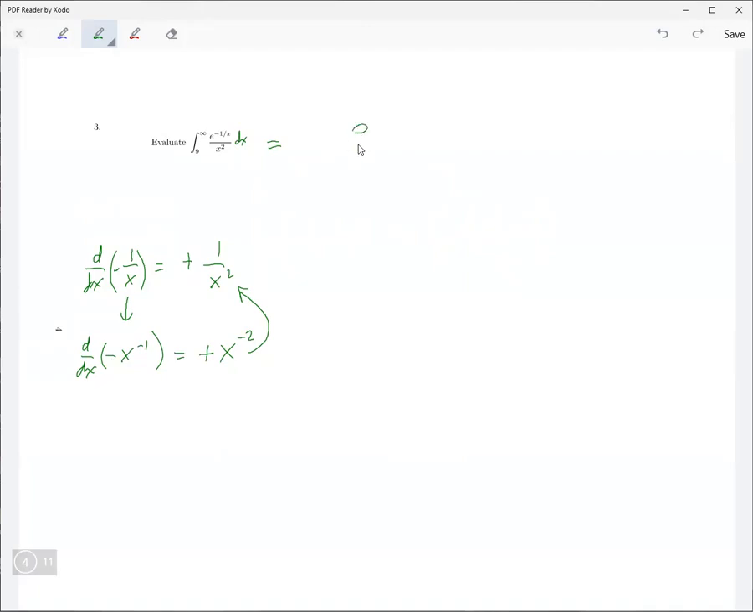Okay, so the integral here is e to the negative 1 over x. Because if you take the derivative, you'll get this, which is right there in the numerator, times 1 over x squared, which is right there. So that's pretty much it right here. Okay, and then you're evaluating out from 9 to infinity.